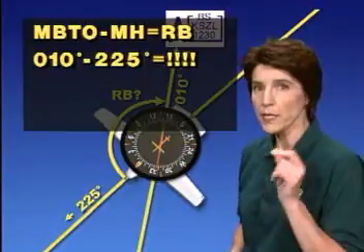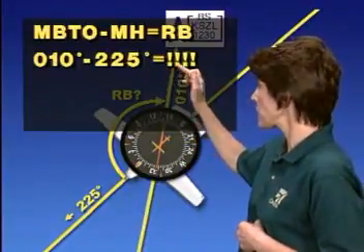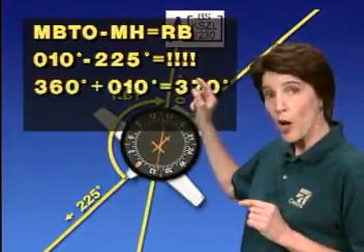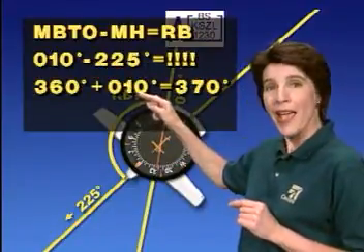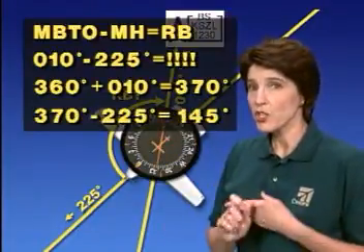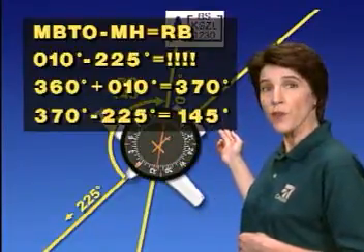If you plug in the numbers and turn the crank, 010 degrees minus 225 degrees equals, oh no, we're headed for a negative. Well, no problem. Just add 360 to the smaller number, which is 010, and it becomes the larger number. Now, 370 minus 225 leaves 145. So when the ADF needle points to 145 and your heading is exactly 225, you're crossing the 010 degree magnetic bearing to the station.